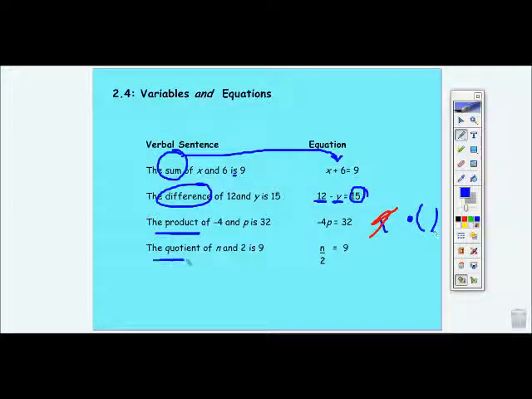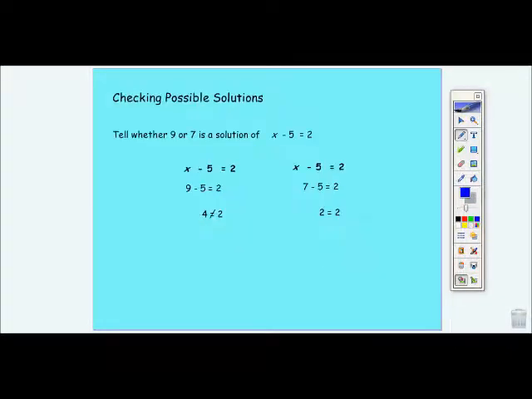And then our last one, sometimes you forget this one, quotient. Should be pretty easy in this case because we've used all our operations. Again, on subtraction and on division, be very careful how you write them. You want to write them in the correct order. So the quotient of n and 2, so that means when you're dividing that variable by 2, is 9. So that equals 9. So a little vocabulary review on operations for this one.